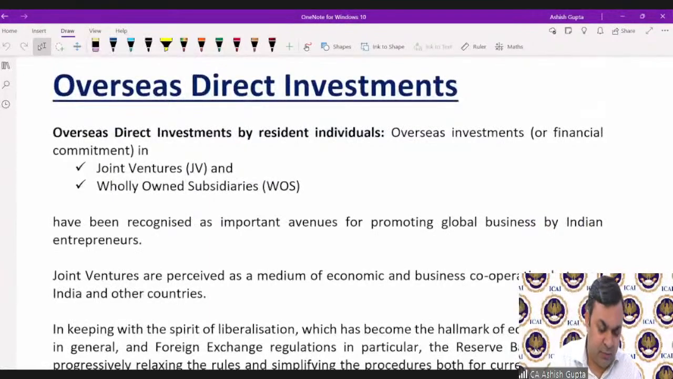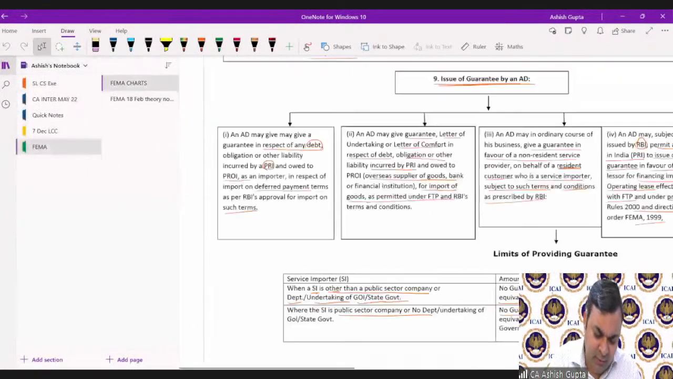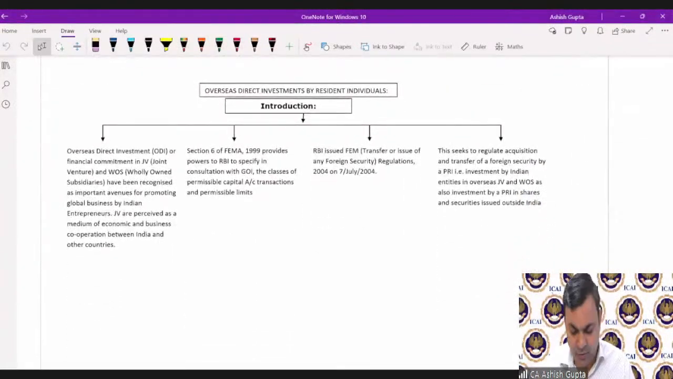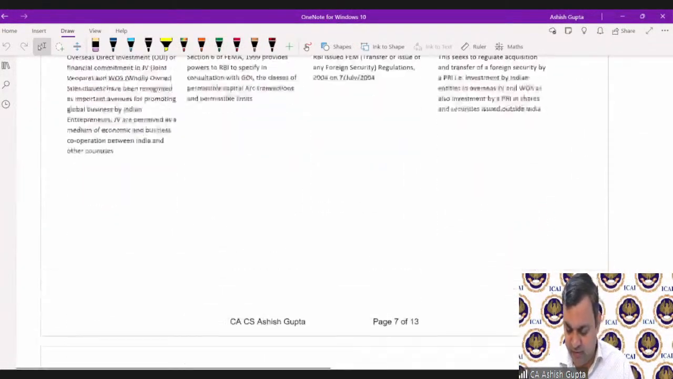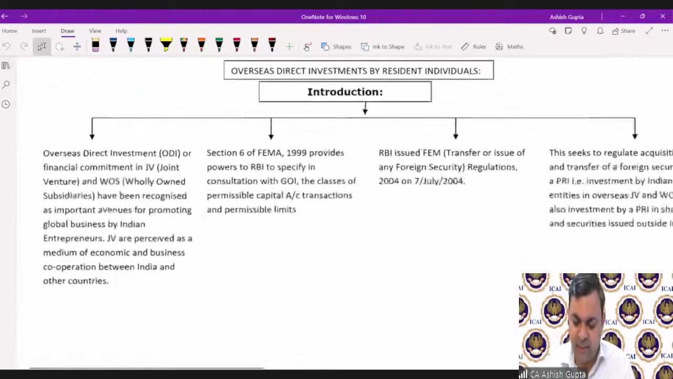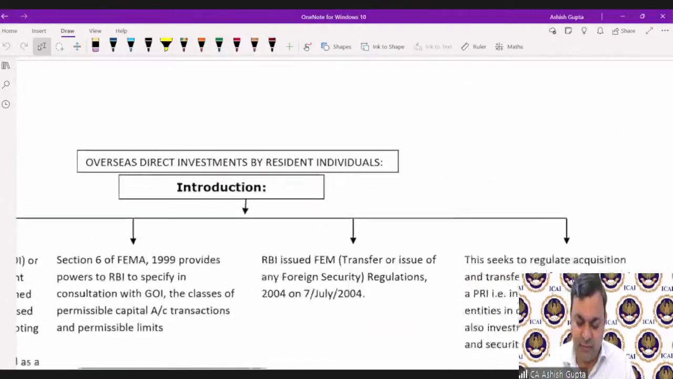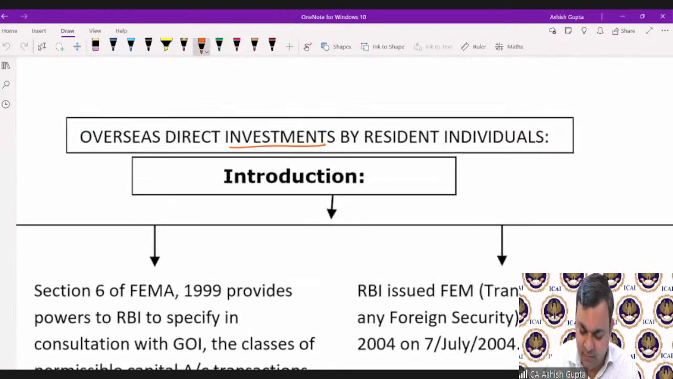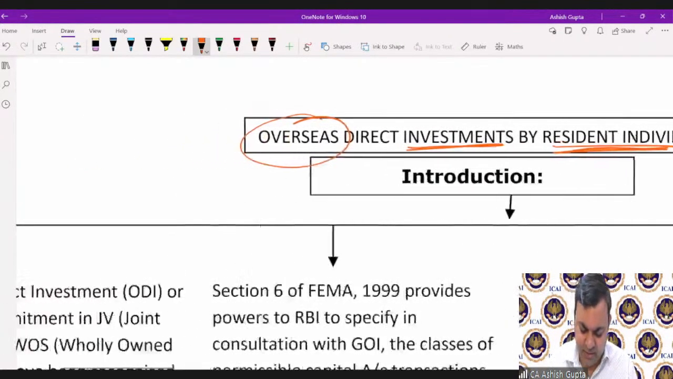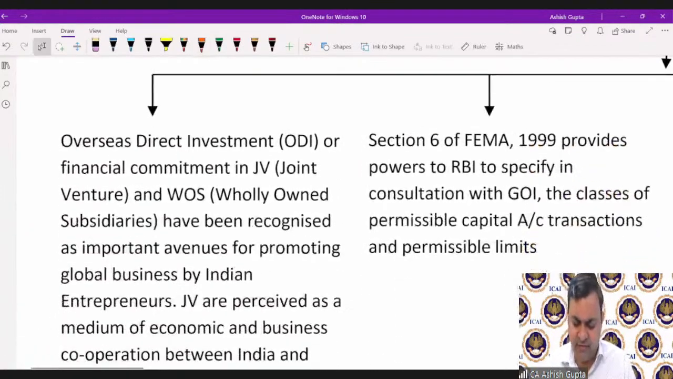Okay. So the last topic is ODI. ODI stands for Overseas Direct Investment. So for overseas direct investment, we have the chart, and ODI is by a resident in overseas. We are going to make an investment by a resident individual. Overseas means outside India. So overseas direct investment, ODI, or financial commitment in a joint venture. This is a kind of investment.